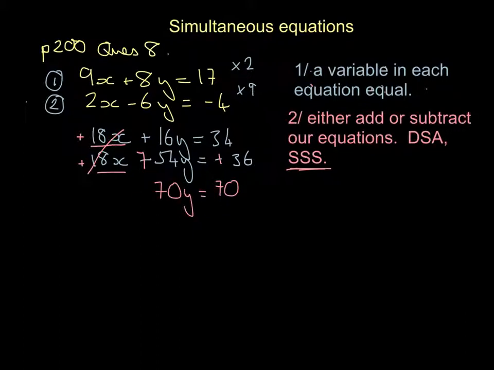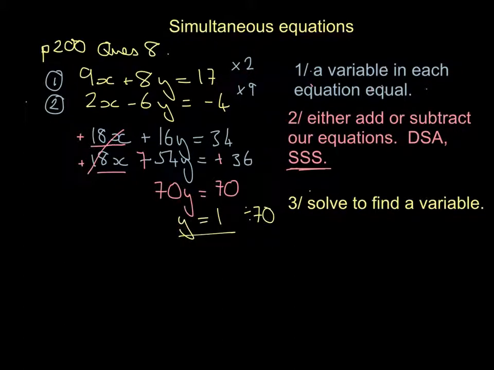Right, the next step, let's look at this. What is our next step? Well, now we want to solve to find a variable. So if we divide both sides by 70, we know y equals 1. Well, great start. If y equals 1, we now want to find out what x is. So following on from there, how do we find out what x is? Well, the fourth step is substituting into an equation to find the other variable.